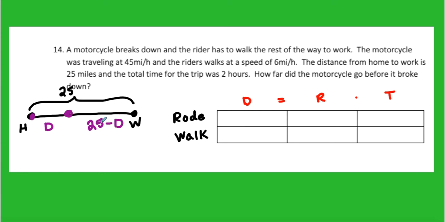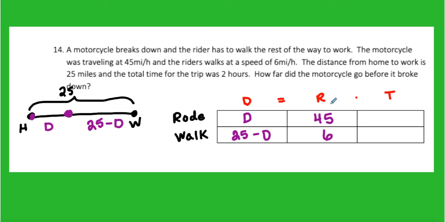They can't be the same distance because we don't really know how far he rode and how far he walked. So I'm going to let the distance he rode be D, and so the distance he walked be 25 minus D. Okay, the motorcycle was traveling at 45 miles an hour. We have no wind here to deal with because it doesn't talk about wind. And his walking speed was 6 miles per hour.